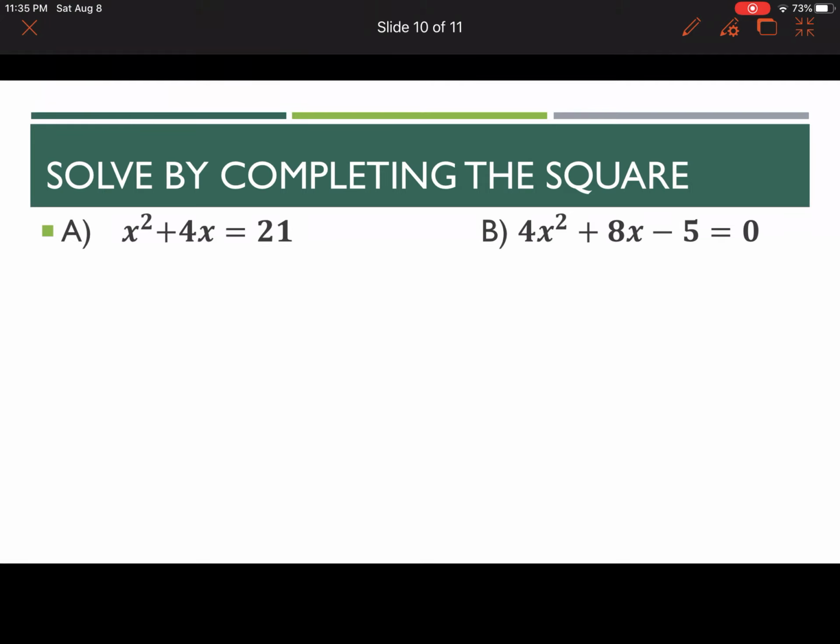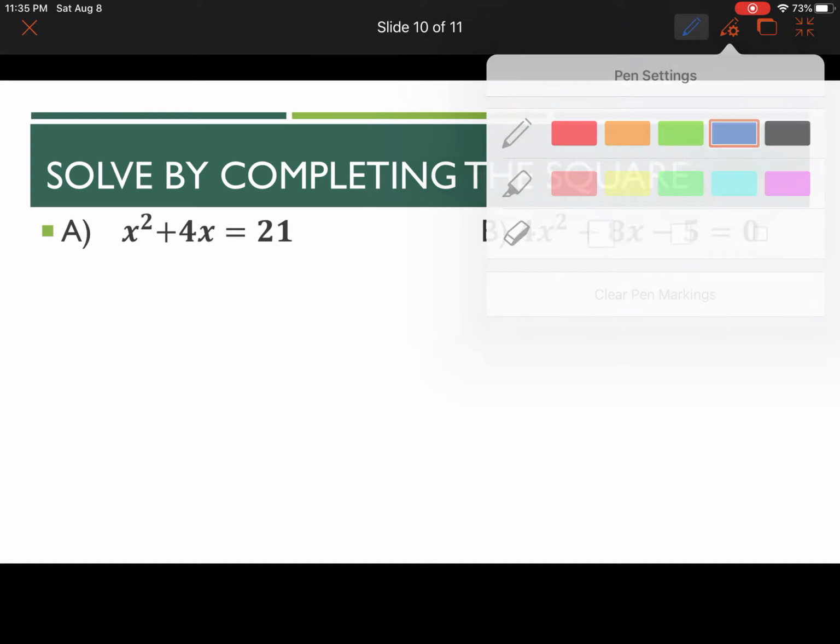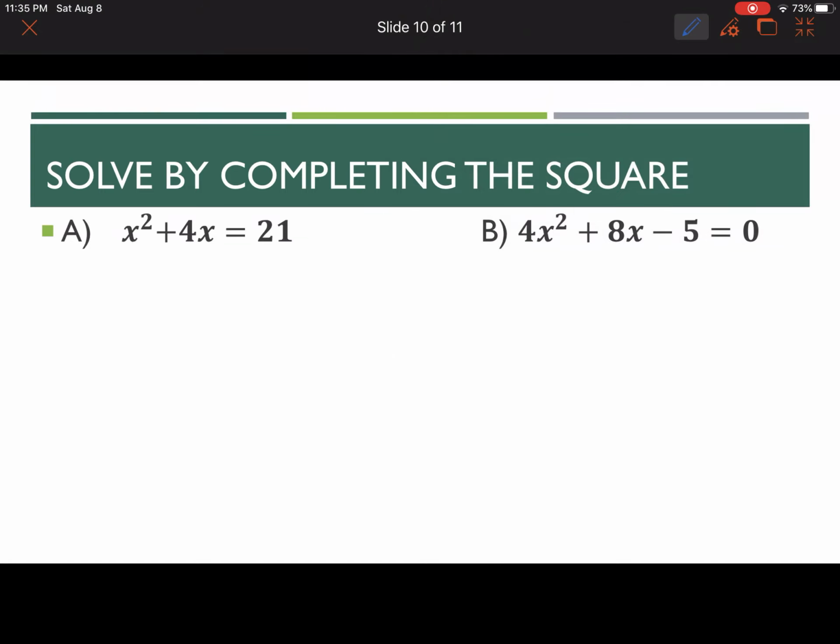So for the first one, it is already set up for us because the constant, which is 21, has been moved over. And what we have left is x squared plus 4x. And we need to complete the square. So if we take this 4, divide it by 2 and square it, what number do you get? Well, 4 divided by 2 is 2, and 2 squared is 4. So we're actually going to add 4 to both sides.